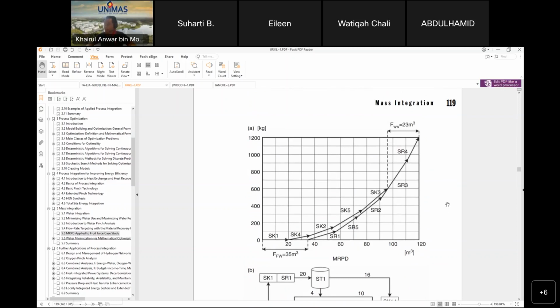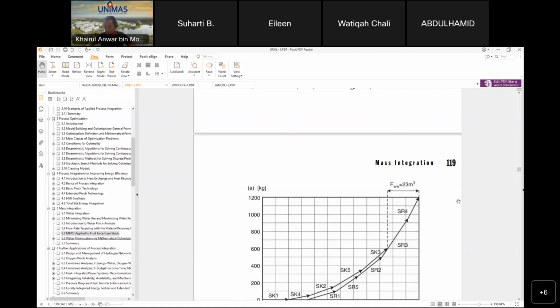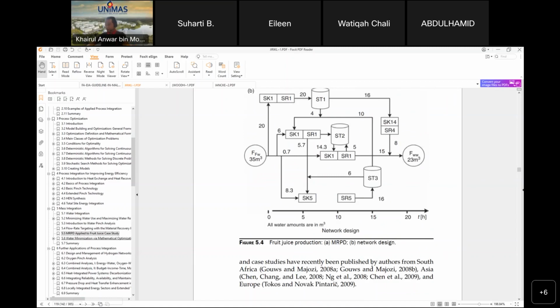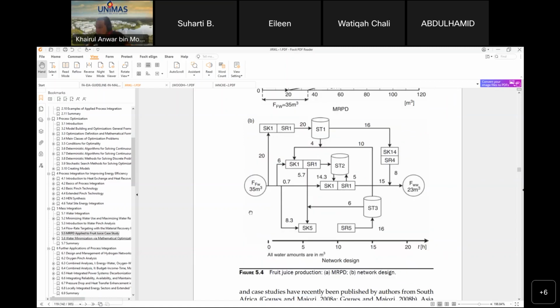It was already mentioned that they use 96 freshwater and 84 wastewater. Therefore, by doing the water recovery, they can save 63.5 and 72.6% of freshwater and wastewater respectively. This is the network design.